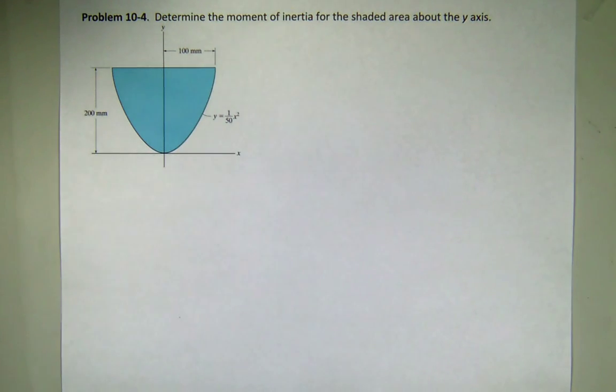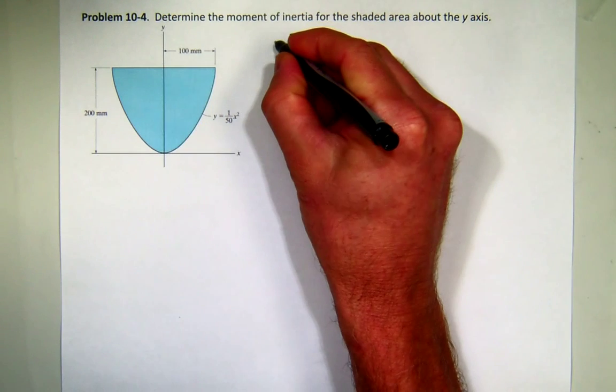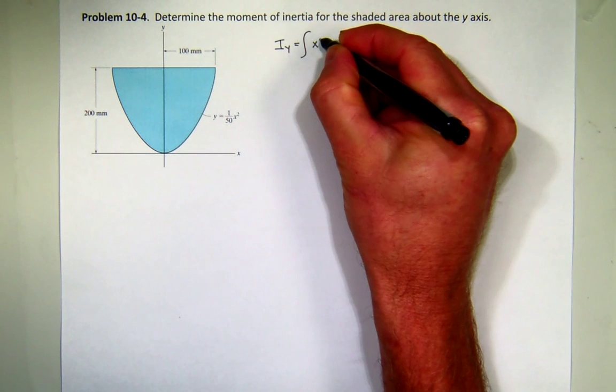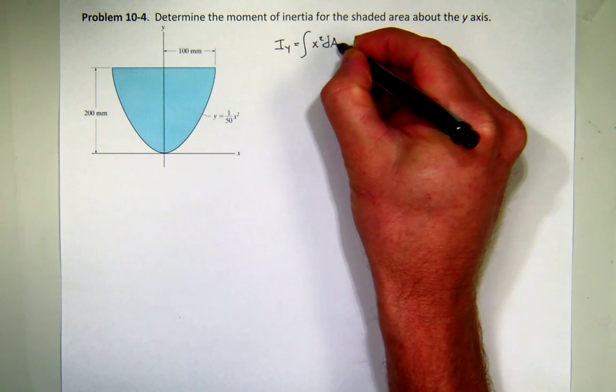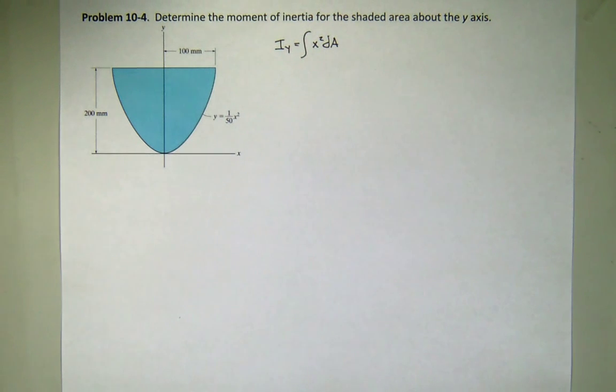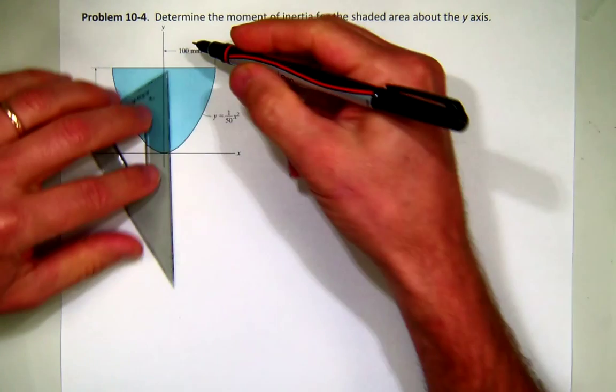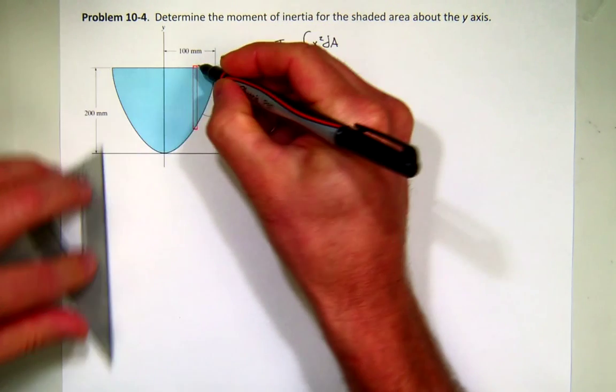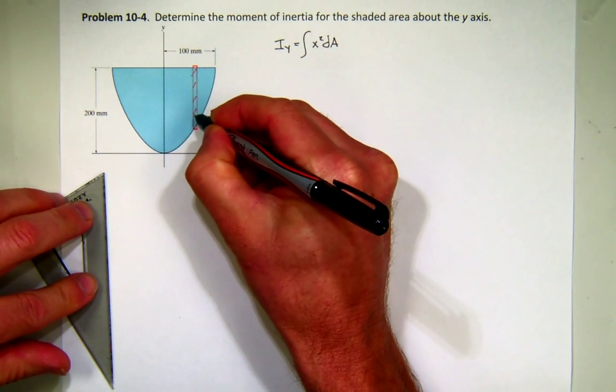All right, so let's find the moment of inertia about the y-axis. Before we get started, just remind you that moment of inertia about the y-axis is defined as x squared dA. And as I mentioned before, since we're going about the y-axis, we're going to try a vertical block. So let's think about a differential area that looks something like that.